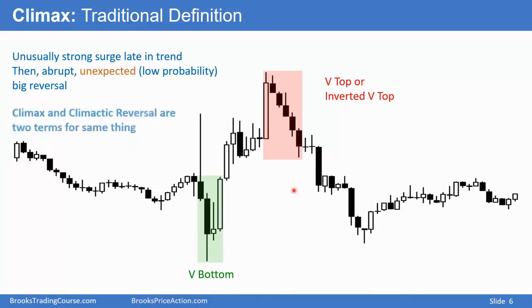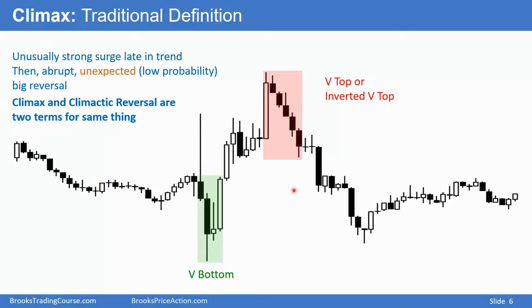Climax, climactic reversal, two terms for the same thing. You get a climax and then a pause. And sometimes you get a reversal, sometimes you simply get a pause. Here we have a buy climax and a pause. Instead of a reversal, we got trend resumption up. We have a second buy climax here and a pause, and this time we got a reversal.